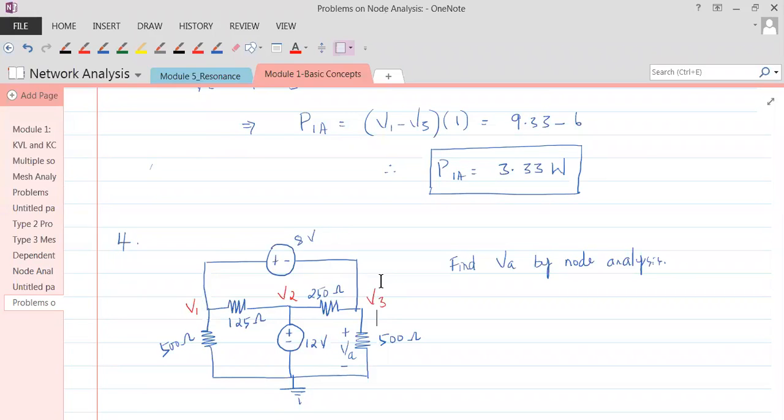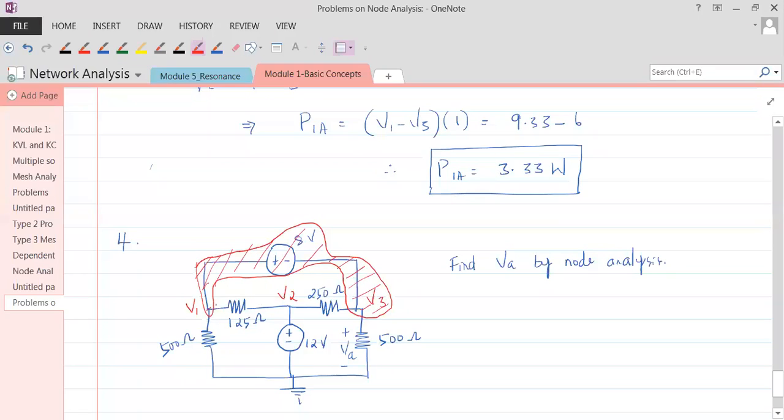It's a supernode problem. So how to combine? Everybody just look at this. I'm combining the nodes here. I'll just shade it so that you can understand better. So whatever the shaded area is, that is one node now.